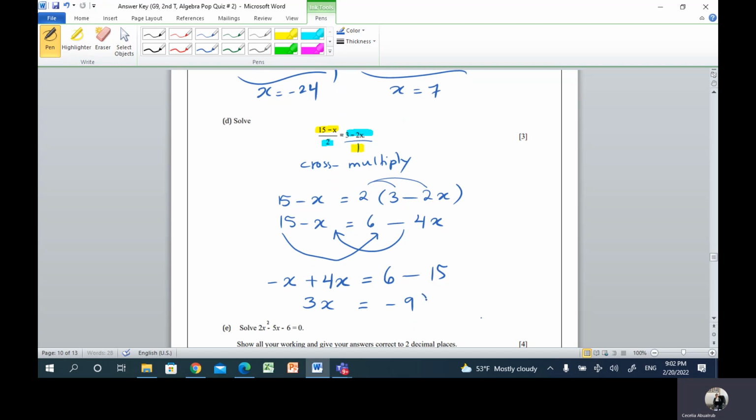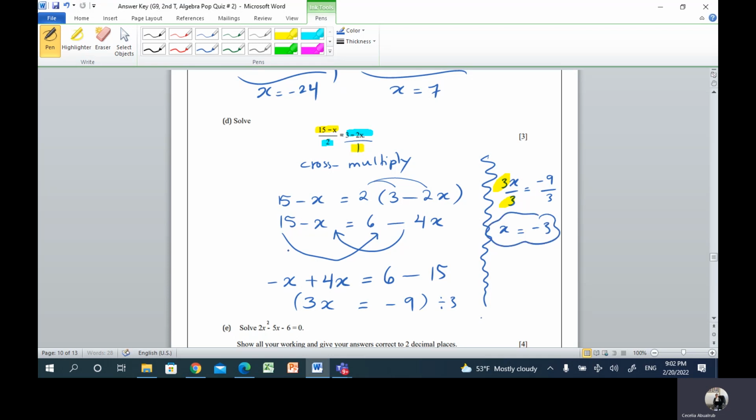So we're going to get rid of the coefficient of x, divide all by 3. Let's carry on here. So it will be 3x over 3 is equal to negative 9 over 3. So the 3's are going to cancel each other here. The x is on its own, and that's what we need. Negative 9 divided by 3, the answer is negative 3.